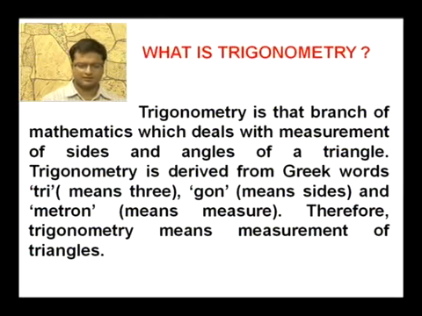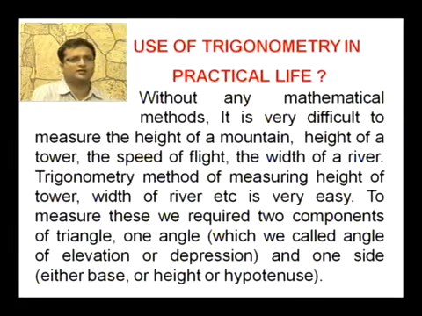And next, the use of trigonometry in our practical life. Without any mathematical methods, it is very difficult to measure the height of a mountain, the height of towers, the speed of light, or the width of a river. With the trigonometry method, measuring the height of a tower, the width of a river, etc. is very easy. To measure these, we require two components of a triangle: one angle, which is called the angle of elevation or depression, and one side, either base, height or hypotenuse.